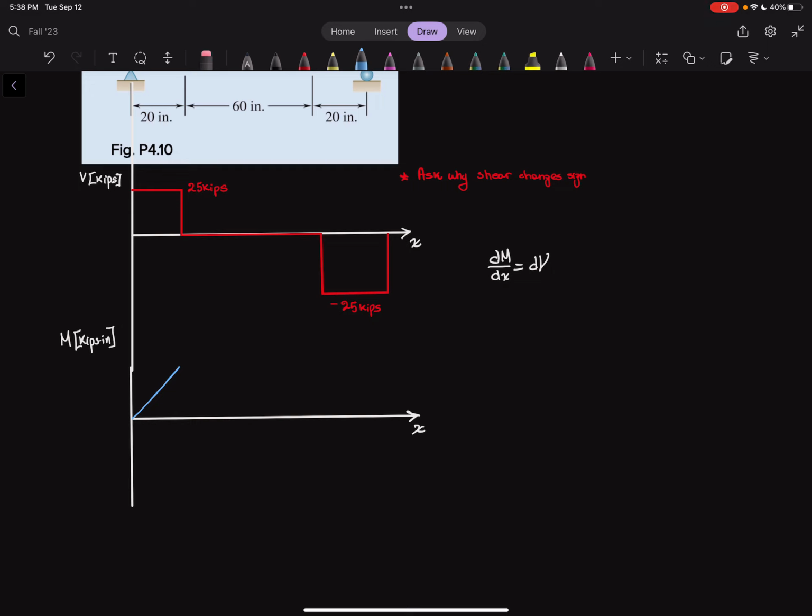So if it has a slope of 25 kips, kips times inches over inches, and we multiply by 20 inches, then we're going to get here a value, I think, of 25 times 20. So that's going to be 500 kip-inches, if I am correct with my work. Or maybe not. Let me just double check. 25 times 20. Yeah, 500. So that's right here.